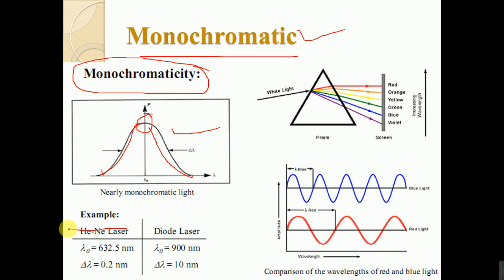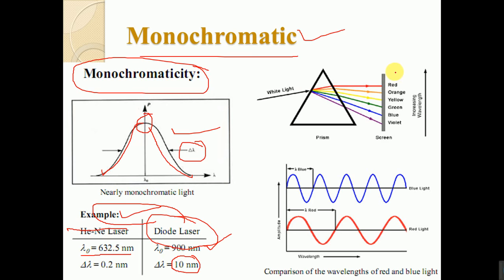Two examples of lasers are the helium neon and the diode laser. For helium neon, the wavelength is 632 nanometers with a small delta lambda, that is this one. This is delta lambda, which shows how wide the spread is. This is 0.2. But the diode laser has a longer wavelength than helium neon, and its delta lambda value is 10 nanometers, which is more than helium neon. So in comparison, helium neon is a much better laser than the diode laser.